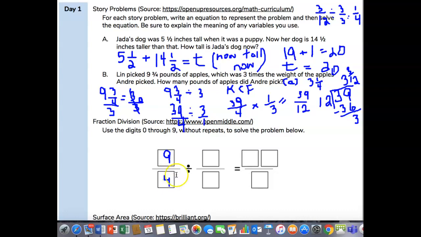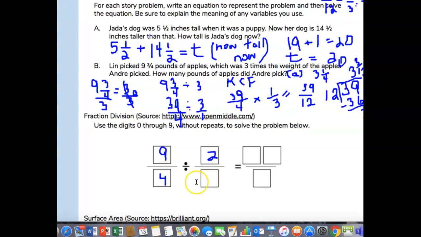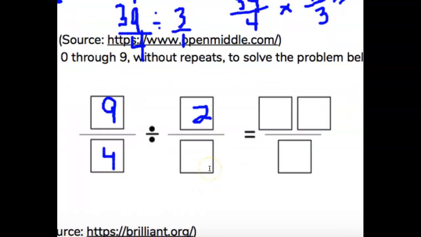divided by 2/7 equals 63/8. So the way that you have to do this, remember, we keep the first fraction.